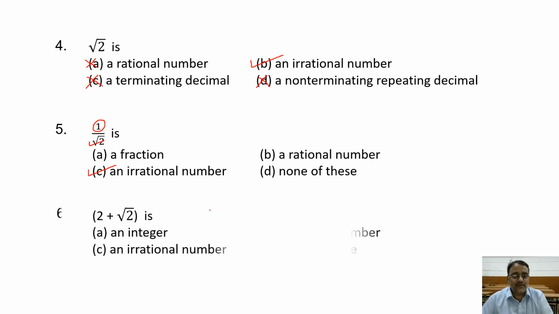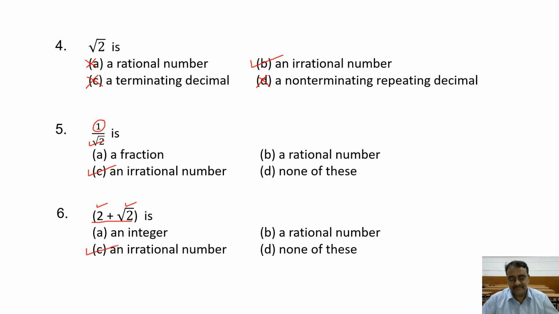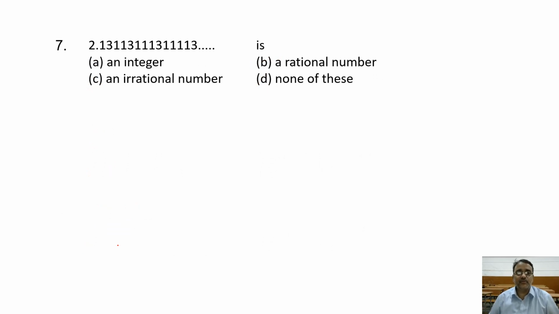So now we are moving toward the next question. 2 plus root 2. We are adding rational number with irrational number. So what you will get? Irrational number. Very good. So correct option is C. Right. So now we are moving toward question number 7.